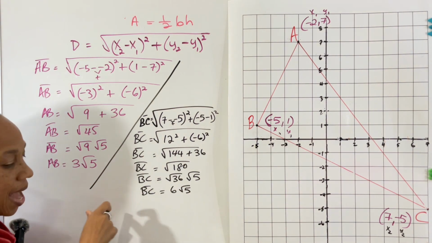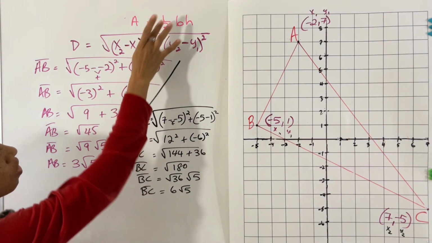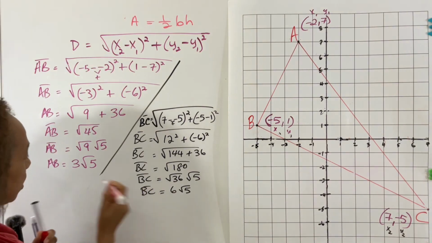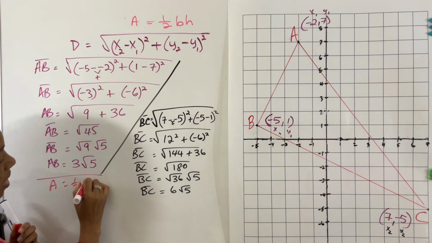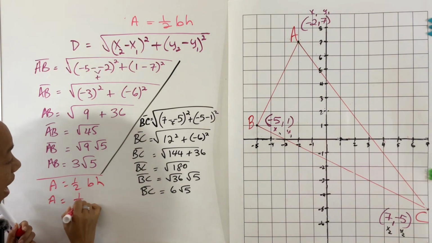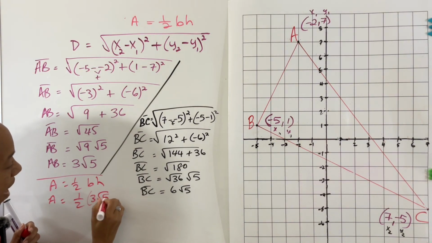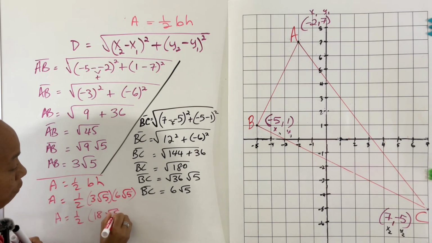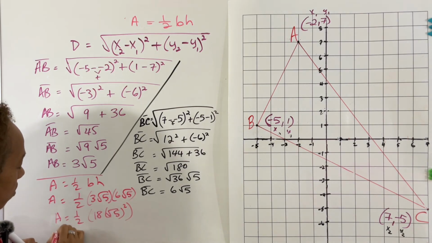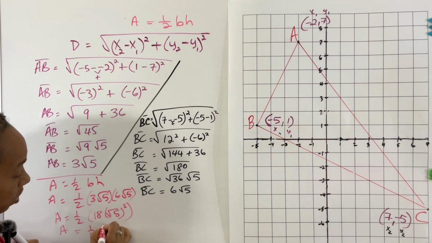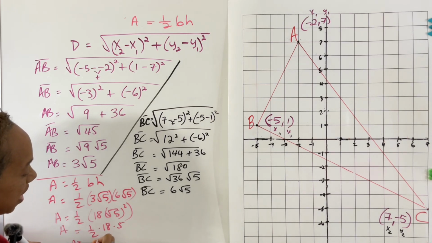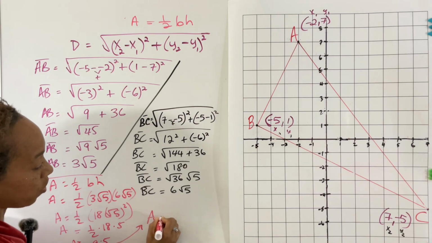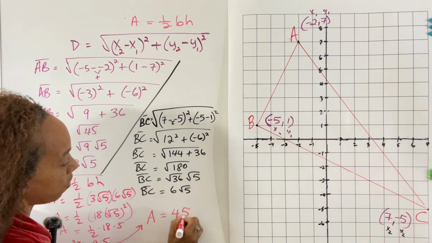And we will go back and apply the formula for the area of a triangle, which is half the base times height. So area equals half of 3 radical 5 times 6 radical 5. Area equals half 18 radical 5 to the second power. So area equals half, and we can do 18 times 5, so area equals 9 times 5. So the area of the triangle is equal to 45 u squared.